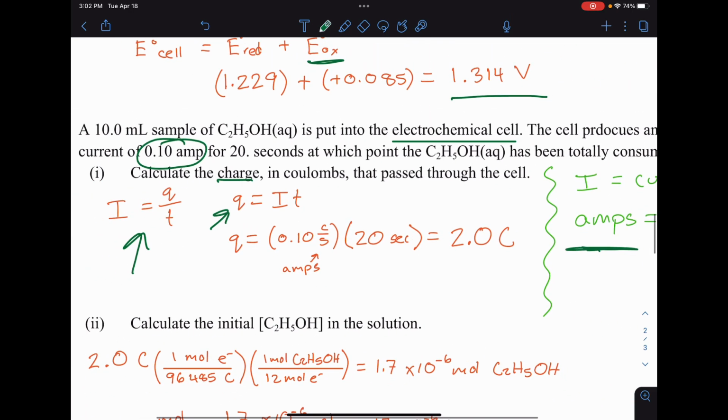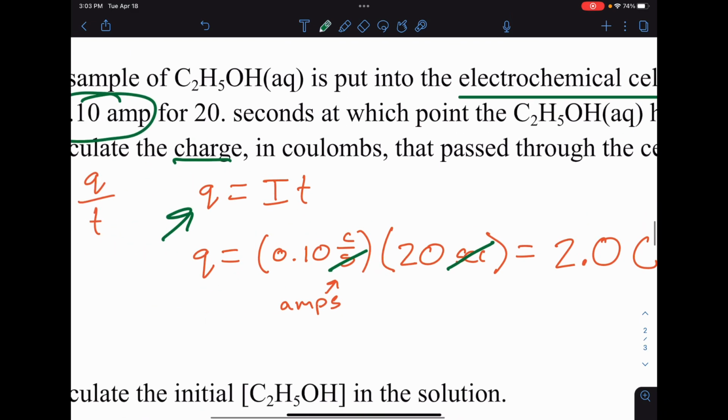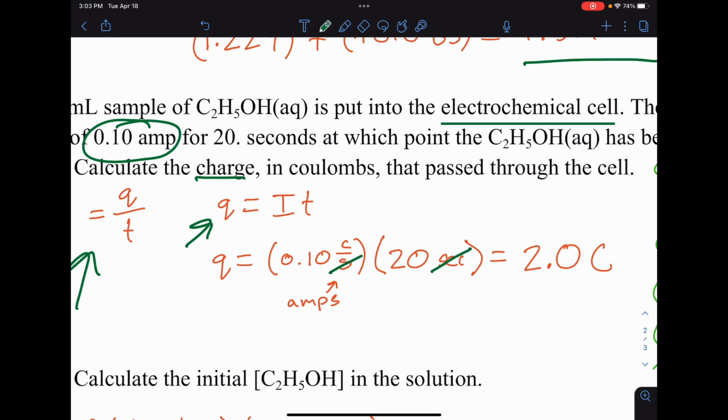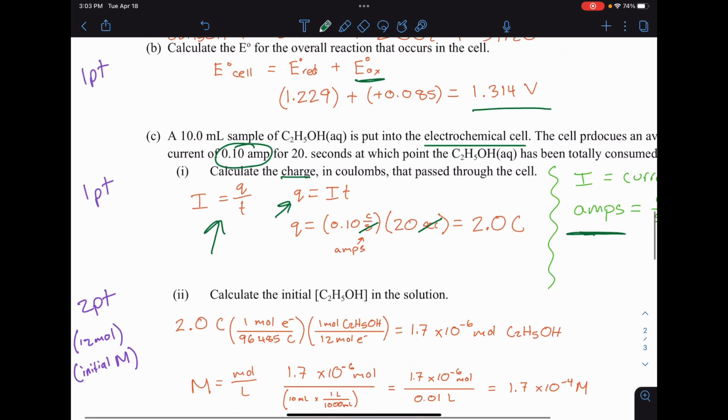So if you can imagine, here's your amps in this one here. You've got coulombs per second, and you're going to multiply it by seconds so that your seconds cancel, and you're left with just coulombs. So you could just allow the units to lead you to what to multiply or divide if you couldn't remember what equation exactly it was. So 0.1 times 20 gets you 2.0. The 0.0 here is for the sig figs, though this was not a sig fig question. 2.0 coulombs is your answer.